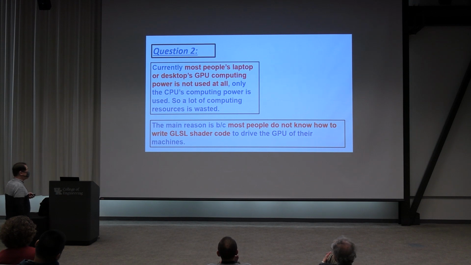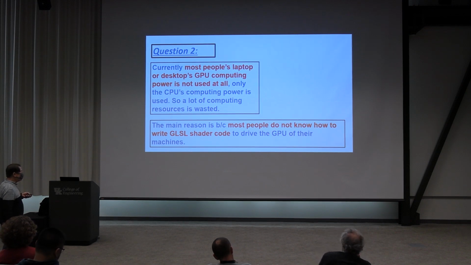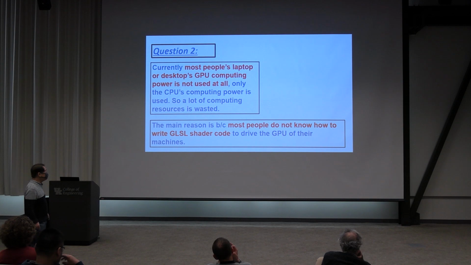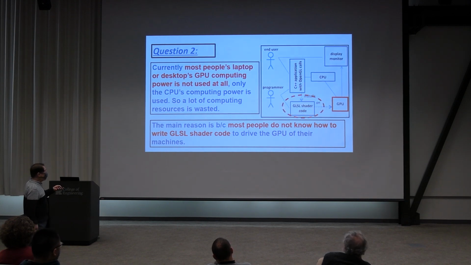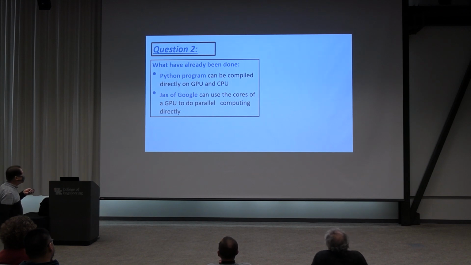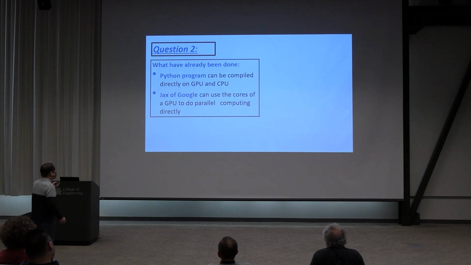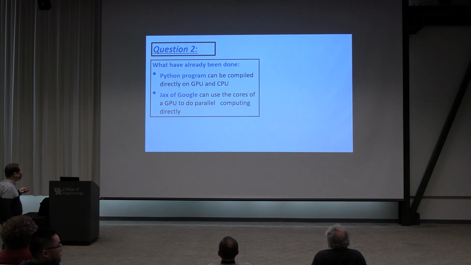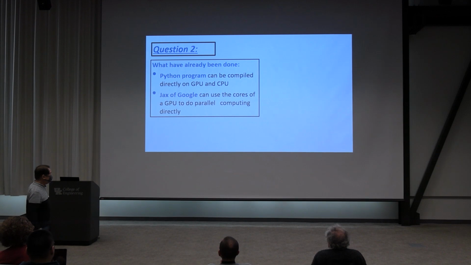The main reason, of course, is that most people do not know how to write GLSL shader code to drive the GPU on their machines. So we don't know how to do this part. Now, what has already been done is, for instance, Python programs can be compiled directly for GPU and CPU, and Java can use the cores of a GPU to do parallel computing directly, but only if you know how to use Java.